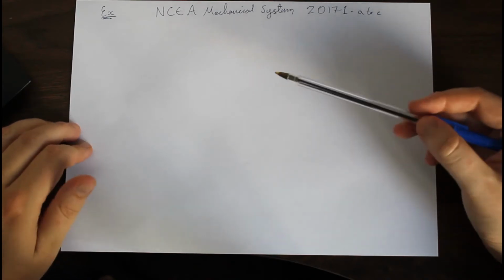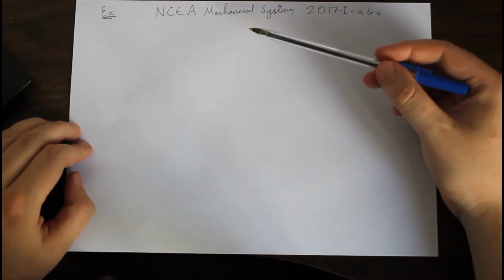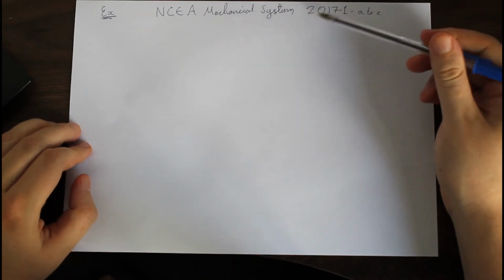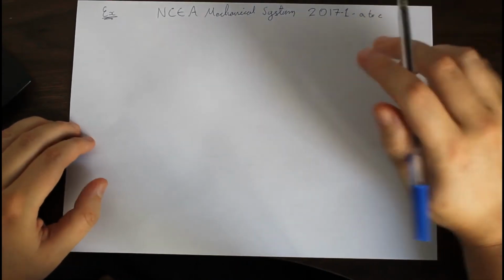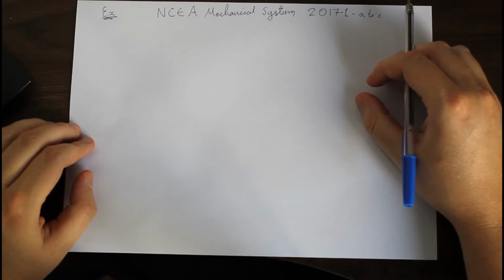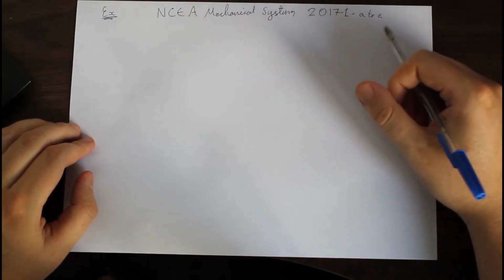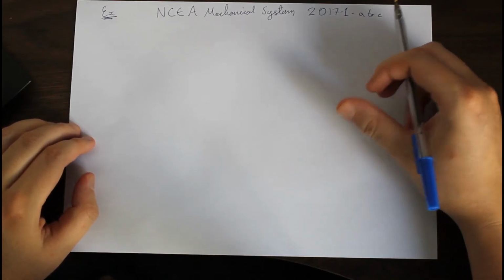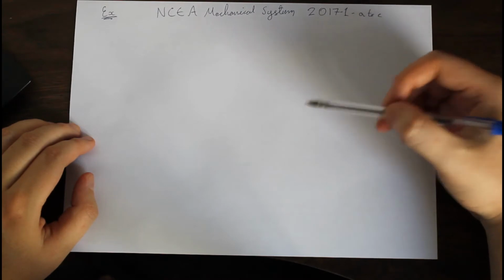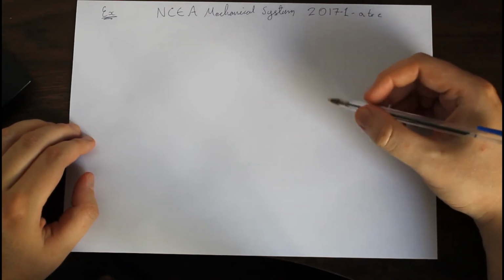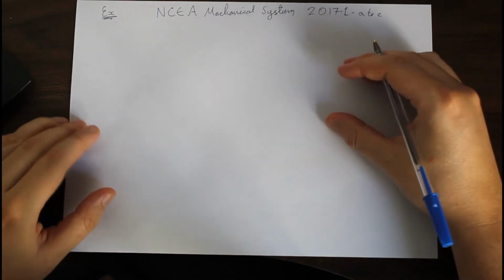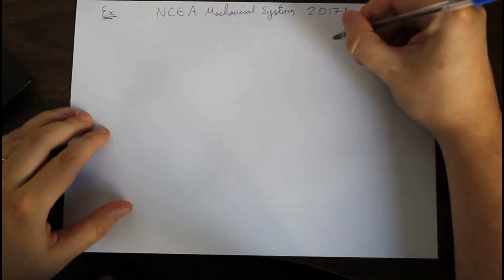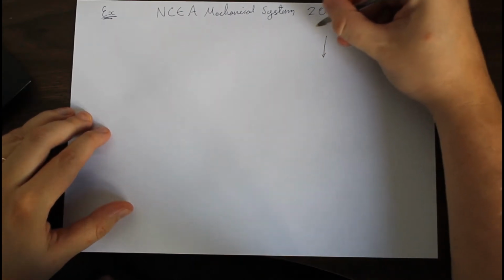So the example we're looking at today is NCEA Mechanical Systems Examination 2017 question 1A to C. I'll start off by reading that question to you. Two astronauts, Sylvia and Sam, are on a mission to another planet. During their journey they are doing a spacewalk outside the spaceship. At one time they are freely moving, as shown in the diagram which I'll crudely draw. They collide and they stick together. Okay, so I want to draw a really crude picture of them.